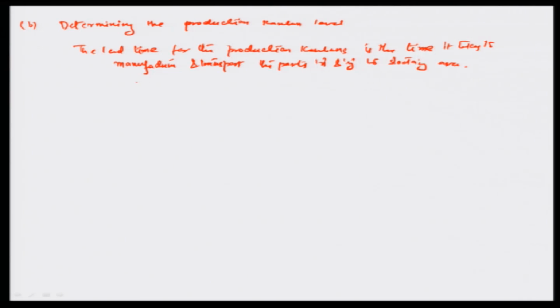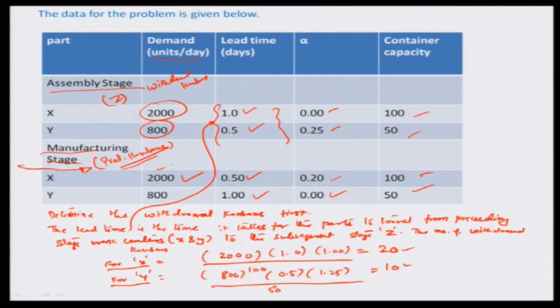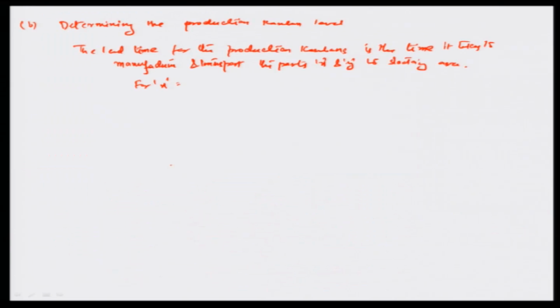So here again for X, if we look at individually, the demand per day is about 2000 and lead time is about half a day, alpha is 0.20, so 20% level. So the X becomes equal to 2000 times the lead time for X and the production side times 1.20, operating at 20% level of the policy variable, divided by 1000, and this comes out to be equal to about 12 units or 12 containers as the Kanban level.